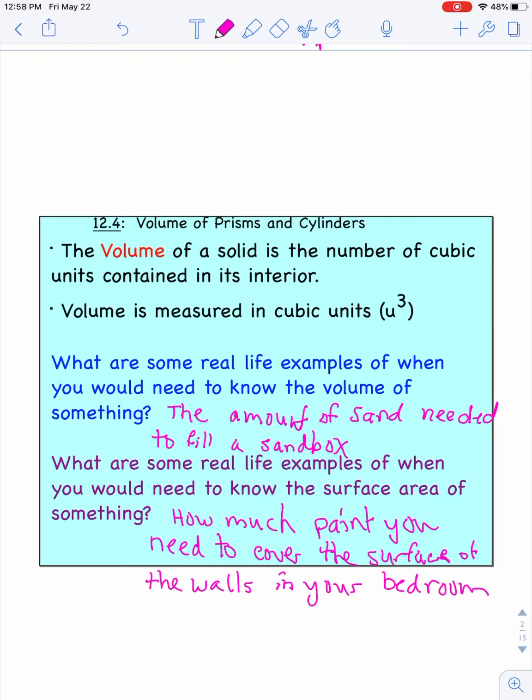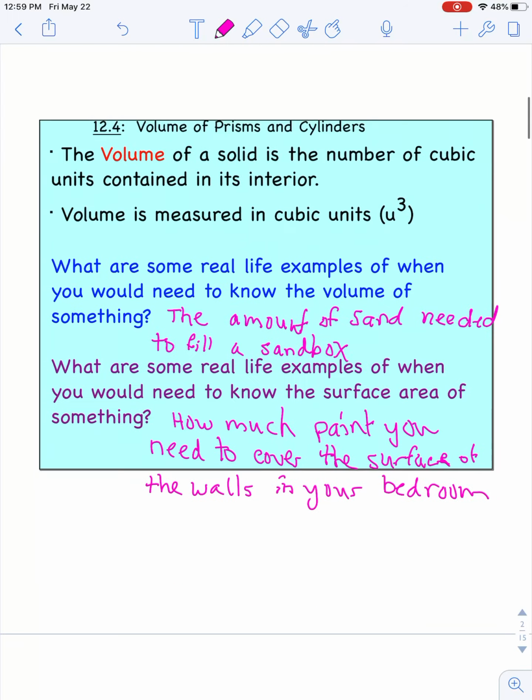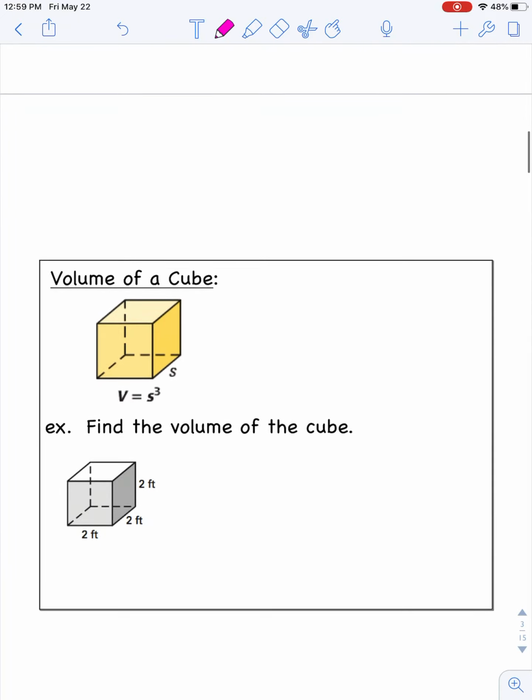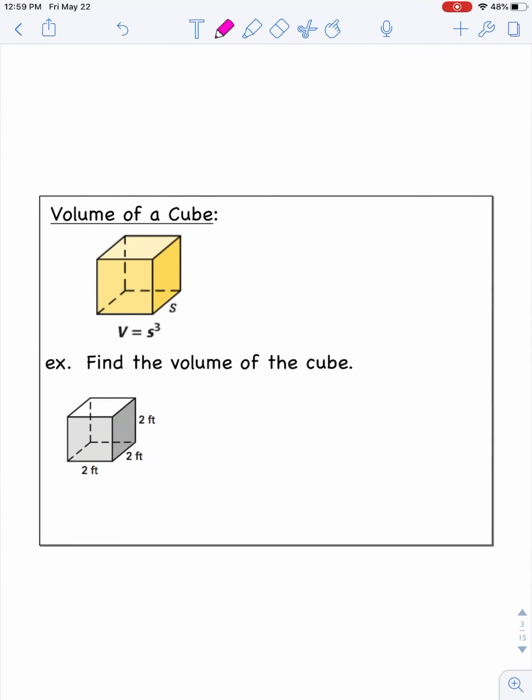So there are lots of real-life examples of volume and surface area. And sometime in your life, somewhere down the road, you will be calculating the volume or surface area of something, probably for some home project that you'll do. Right now, I know it's probably not that interesting to you, or you might not think you'll need it, but I pretty much guarantee that you will eventually calculate that.